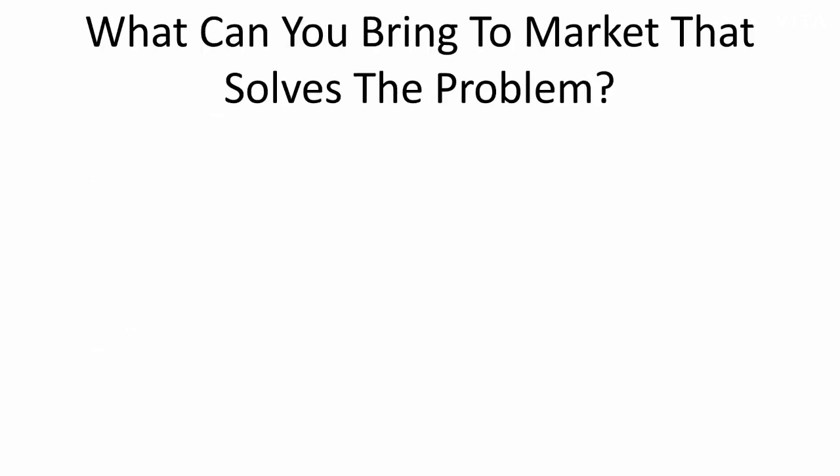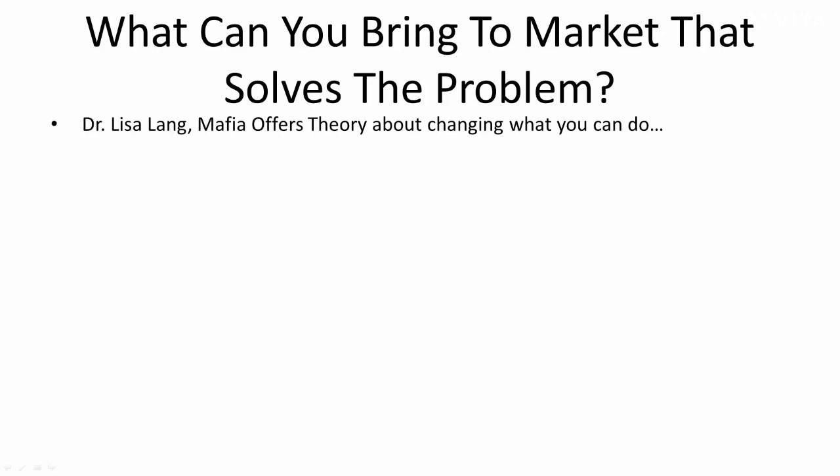Welcome back. Now, when we talk about turning your webinar attendance into products, we want to come to the point where we understand what we can bring to the market that actually solves the problem that we have been discussing, that the webinar is actually highlighting. Now, Dr. Lisa Lang has a theory, and it's called Mafia Offers. And it's about changing what it is that you can actually offer based on what the market is really requiring. So if you understand what the market really wants, what it's looking for in a solution, even if you don't fully offer that, you can actually turn and consider how you can then offer what it is that the market wants to solve the actual problem.